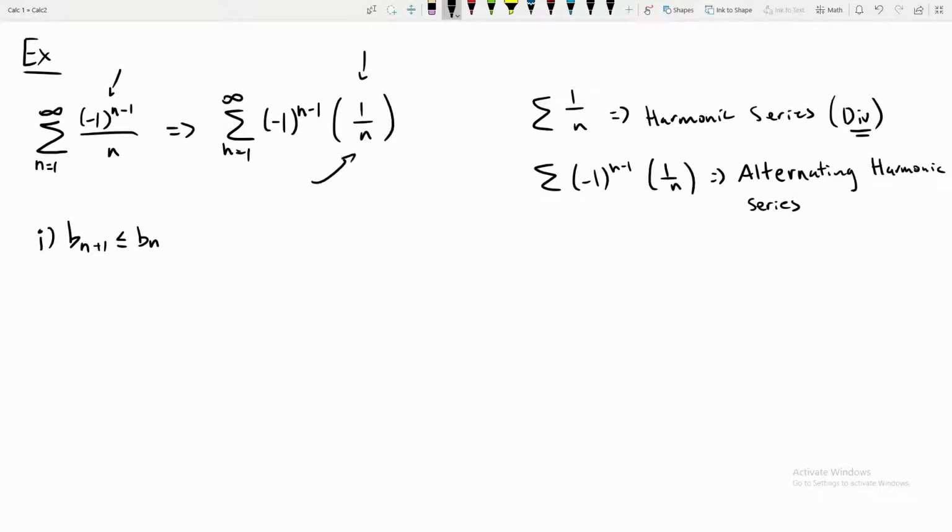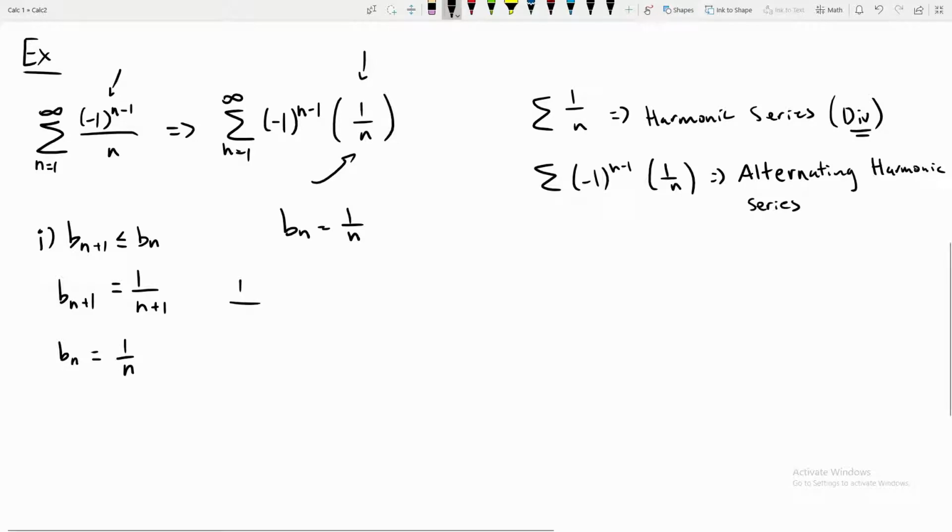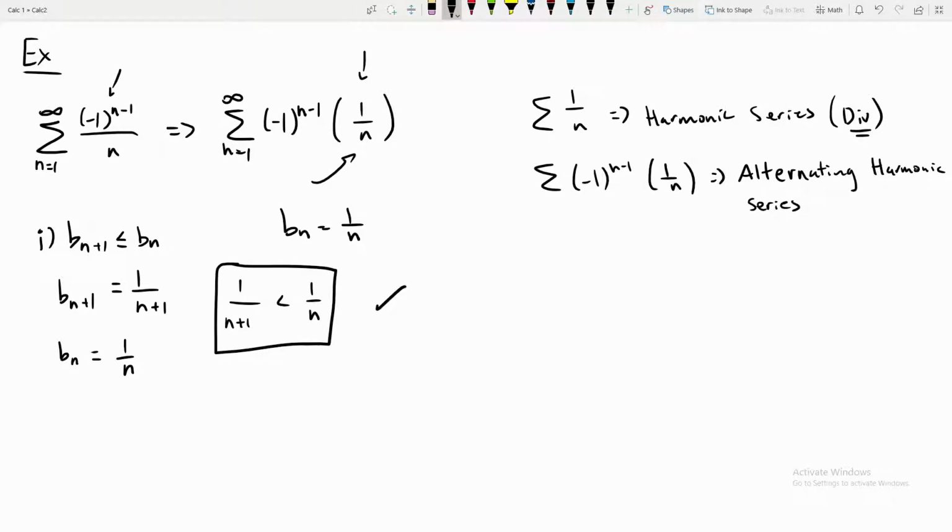And as we can see, this is going to be b of n here. So I'll label that b of n is going to be 1 over n, because this value right here determines whether we have a negative or a positive sign, and this term determines the value of the actual term. So now let's look at b of n plus 1. b of n plus 1 should equal 1 over n plus 1, and b of n should equal 1 over n. And we can clearly see that b of n plus 1 will be less than 1 over n. And because this is true, condition 1 is met.